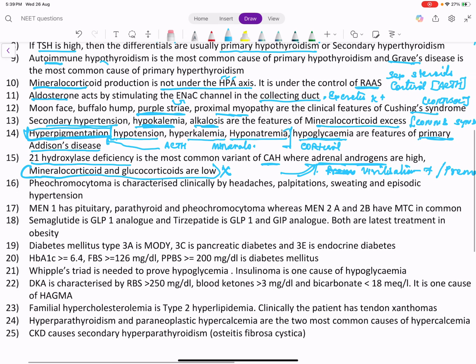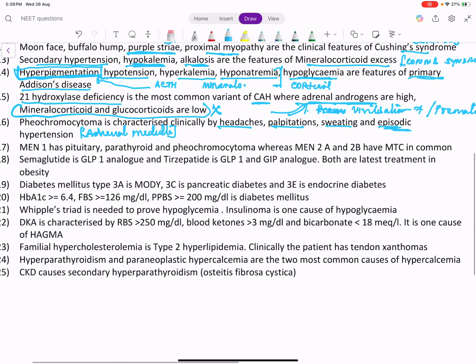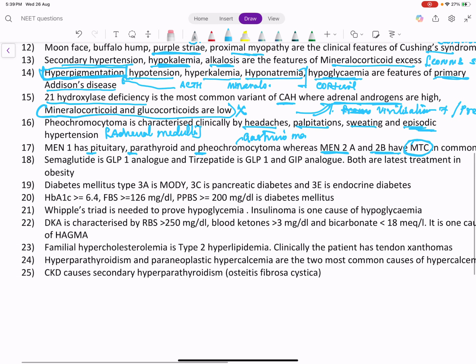Pheochromocytoma is a problem with the adrenal medulla. Excess noradrenaline is secreted by the adrenal medulla. It is characterized by headache, palpitation, sweating, and episodic hypertension. MEN 1, remember 3 P's: pituitary, parathyroid, and pheochromocytoma. Also remember another tumor which is gastrinoma. Whereas MEN 2A and 2B, there are many other tumors. Remember, medullary thyroid cancer is common in MEN 2A and MEN 2B.